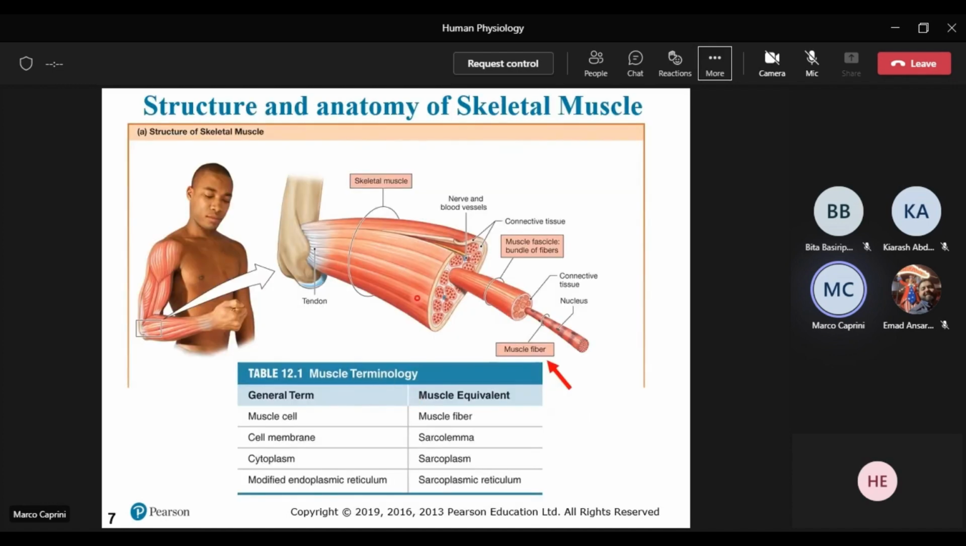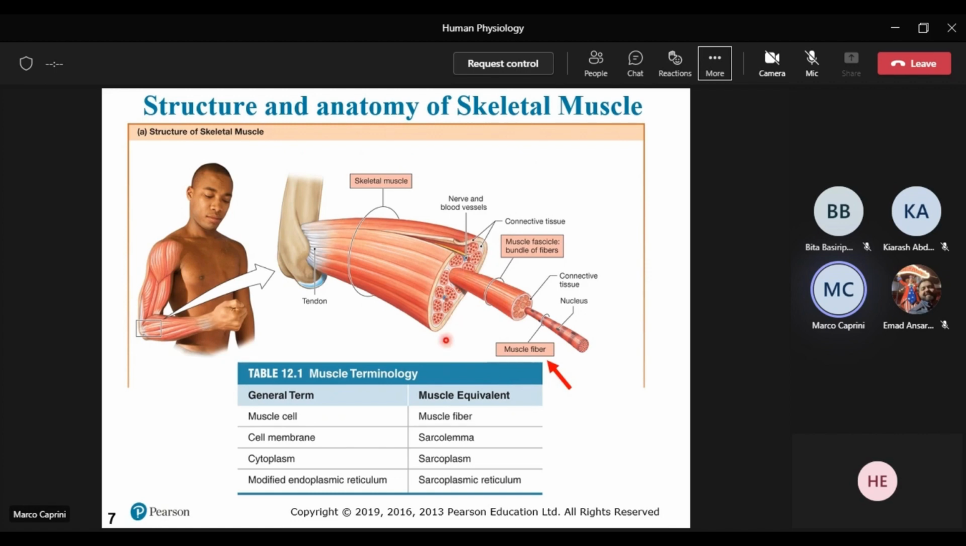But let's see what a muscle is, and how a muscle is constructed. Because the skeletal muscle responds to electrical stimuli only because it's constructed in a particular way. As I told you before, you probably already know the structure and the anatomy of a skeletal muscle, but a brief reminder is always helpful.